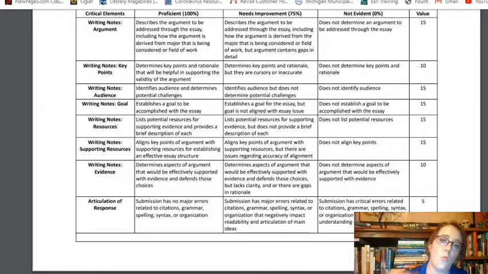Evidence. Do you tell me what parts of your essay, what parts of your arguments would be beneficial to have evidence there? And again, articulation of response is just, are you using good grammar? Okay. If you have any questions at all about this assignment, don't hesitate to reach out to me. Post a question in the general discussion forum. We can chat, we can Zoom, we can text, whatever you need to feel supported.